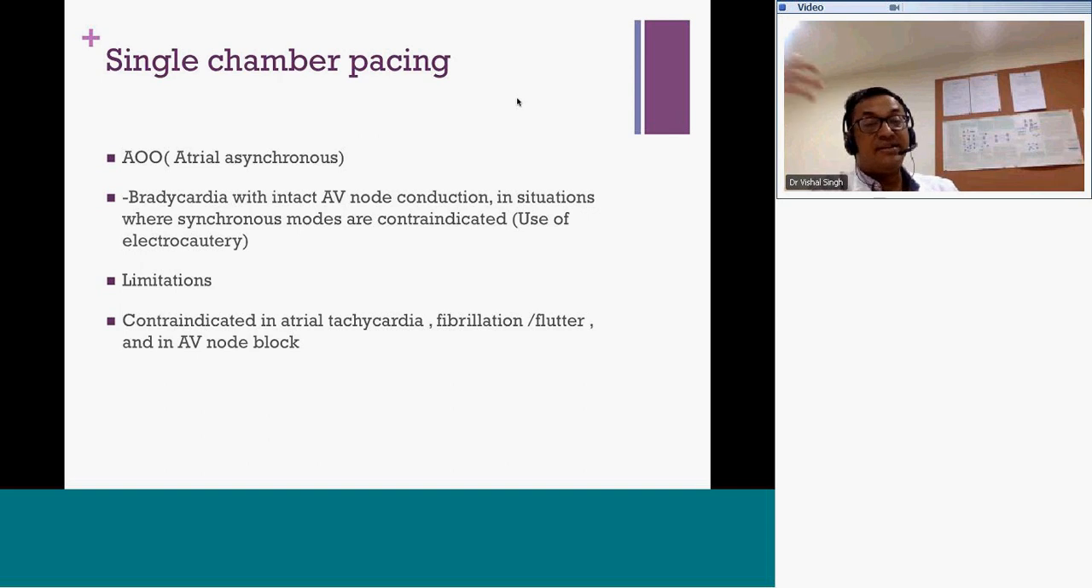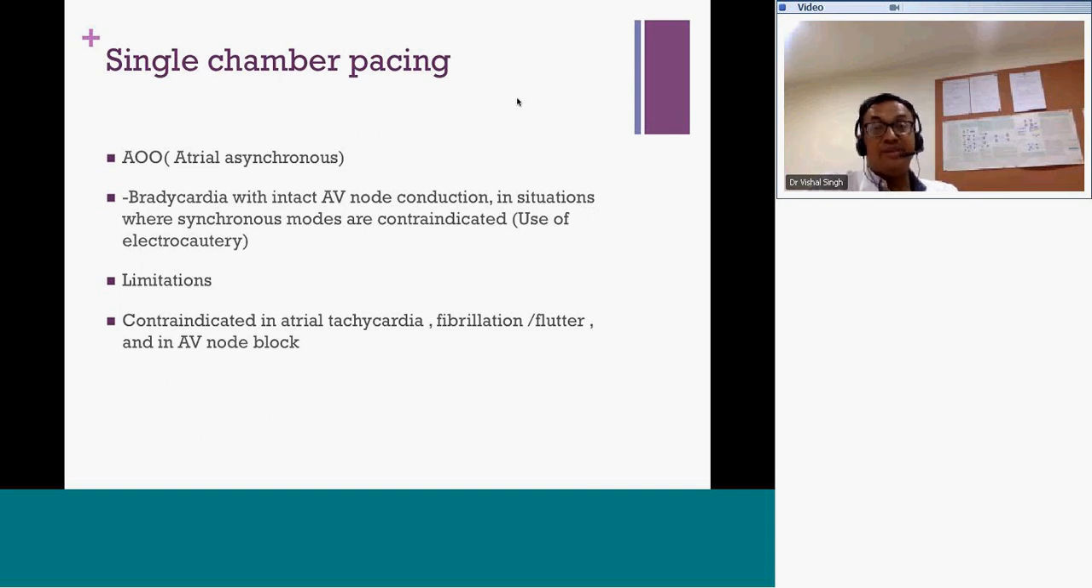It is used specifically in bradycardia with intact AV node conduction, in situations where synchronous modes are contraindicated, for example, in electrocautery, just to make sure the current doesn't disperse or generate abnormal rhythms. It is contraindicated in atrial tachycardia because it can actually lead to a fast ventricular rate, and sometimes fibrillation. So, if you are in the OT using electrocautery, or you are in a strong electrical field, or pacing is not happening properly because the output required is very high and you are not able to capture properly in that field, you may go to asynchronous.